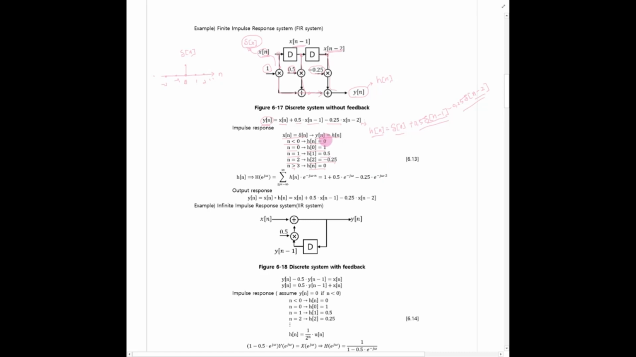So this is the impulse response. What if I plot that over the index n? Let this point be n equals 0. In the case of n equals 0, it is 1. Okay, so I would like to plot h[n]. If n is 1, it's 0.5. And if n is 2, that is minus 0.25.